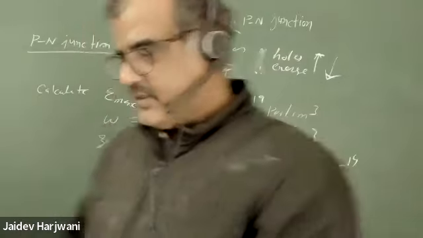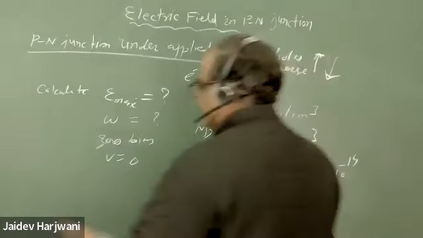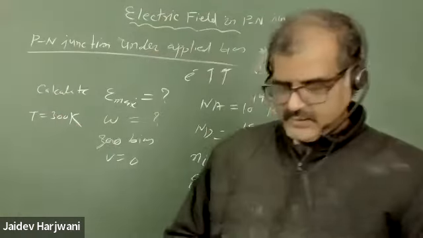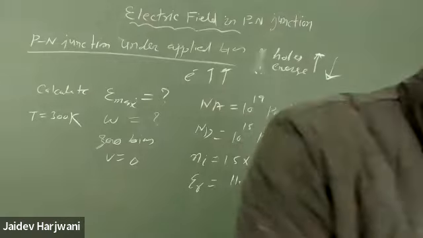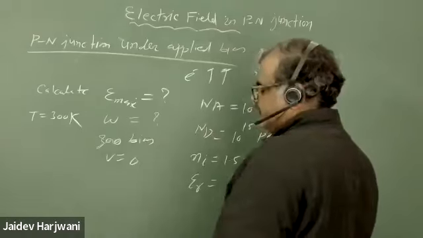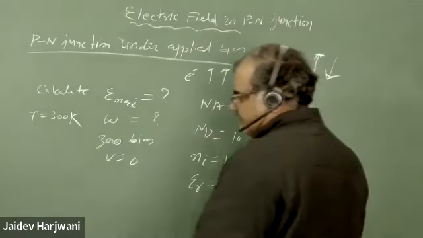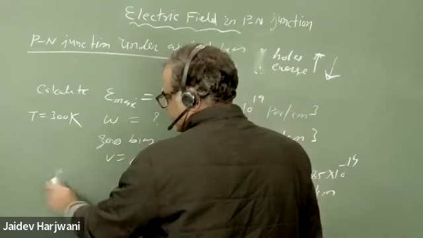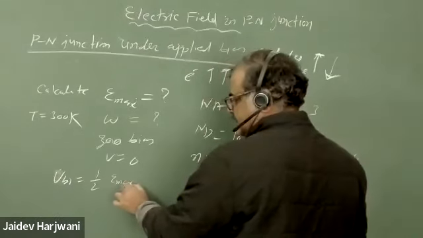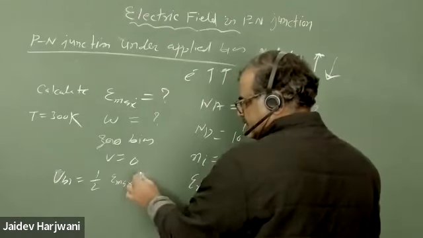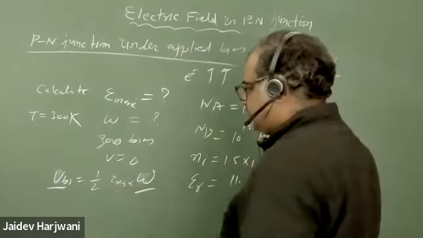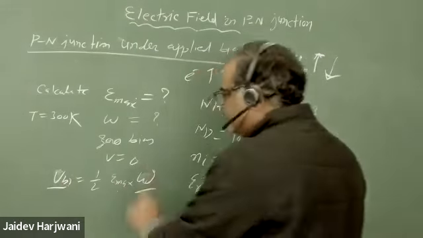Now you want to find the depletion layer width. You can take temperature as 300 Kelvin. So you want to calculate E max and W. First we'll calculate W. Once we know W and VBI, we know E max, because VBI is half of E max times W. If I know VBI and W, I can calculate E max. So I will calculate VBI and W.